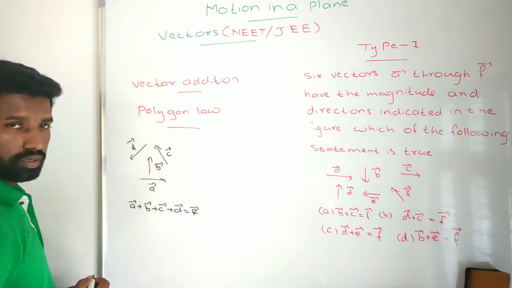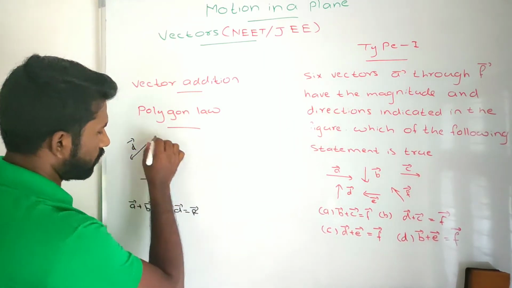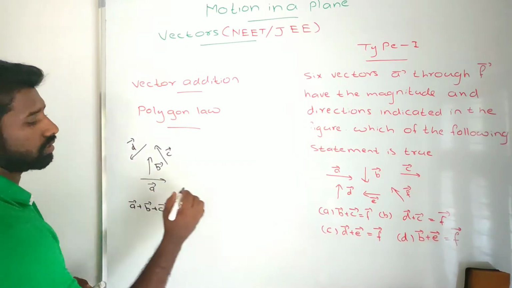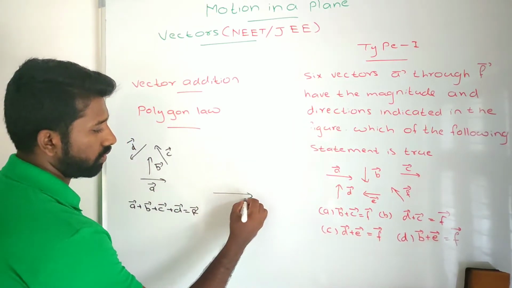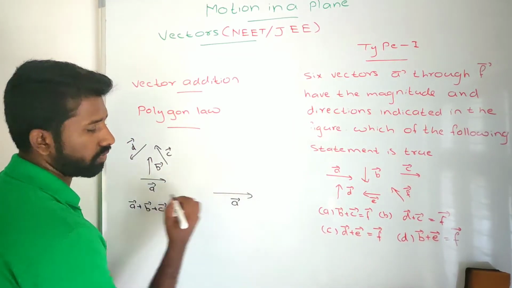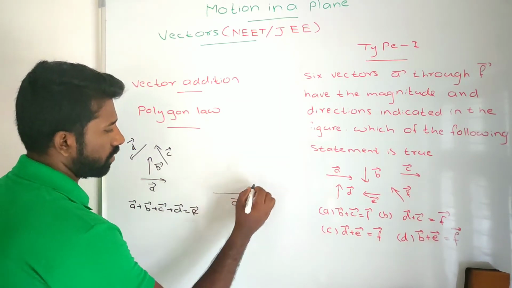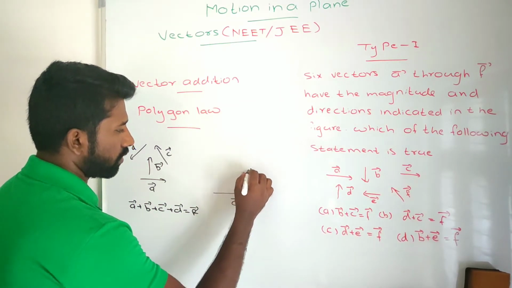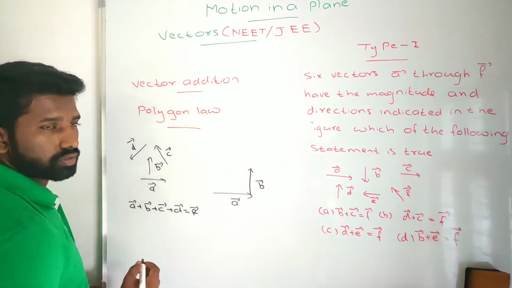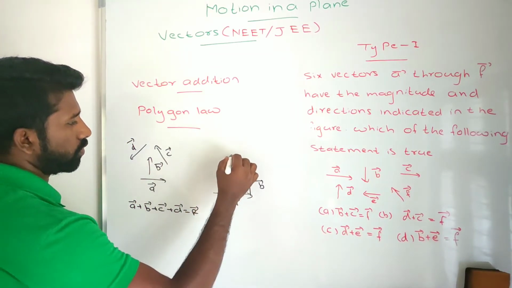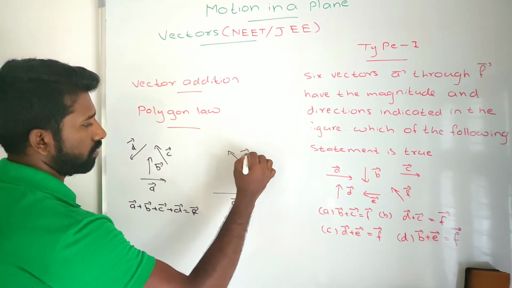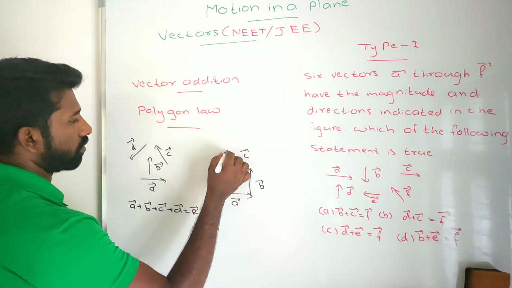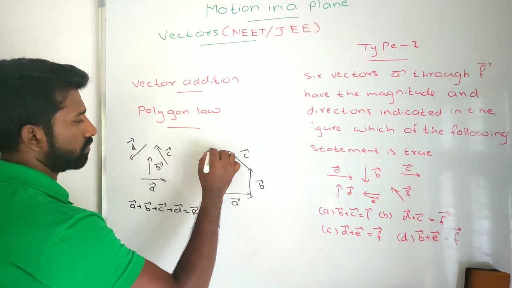This is the resultant. Based on the Polygon law of vector addition, these four vectors we can consider the sides of a polygon taken in the same order. So this is the A vector, from tail to head. Then I am going to place the B vector like this. You see, the same order. Then I place the C vector like this, that is also tail to head. Then I place the D vector like this.